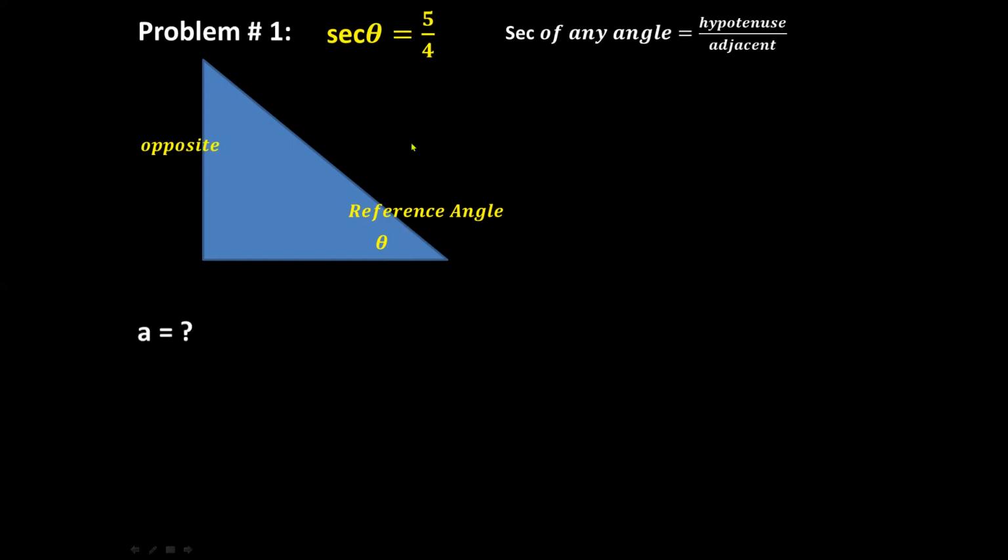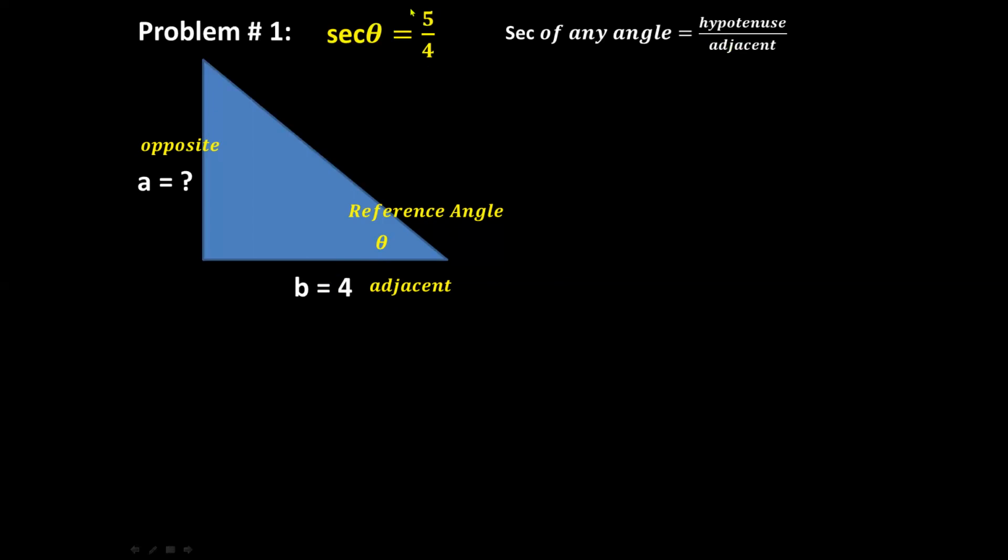Ipagpalagay na lang natin na ang ating opposite is A at ang A value is unknown. Ginamitan natin ng variable na A ang opposite. At ito naman ang ating adjacent side. Ipinagpalagay na lang natin na ang value ng ating adjacent side, actually hindi pinagpalagay kasi ang value ng adjacent side is 4. So pagpalagay na lang natin na ang variable na gagamitin natin is B. B is equal to 4 for our adjacent side.